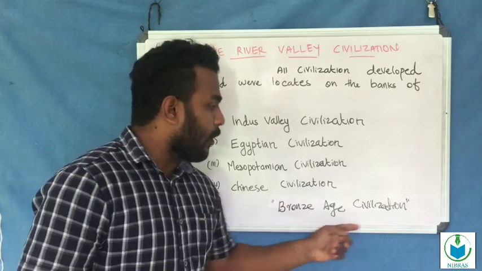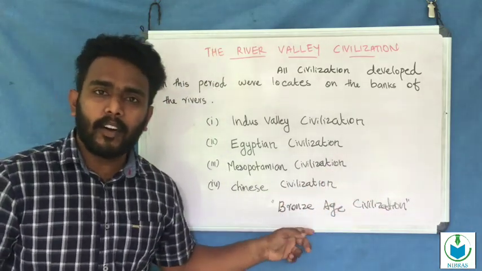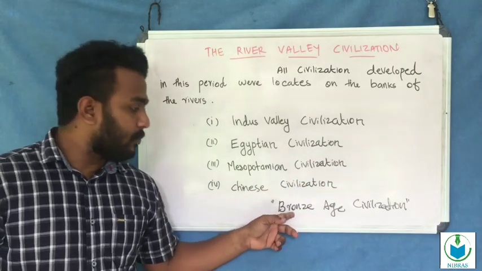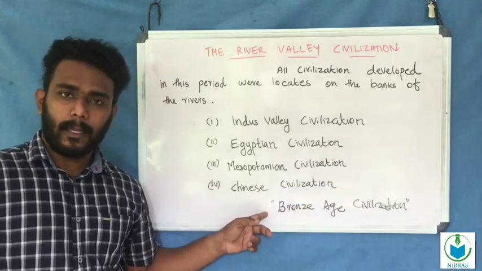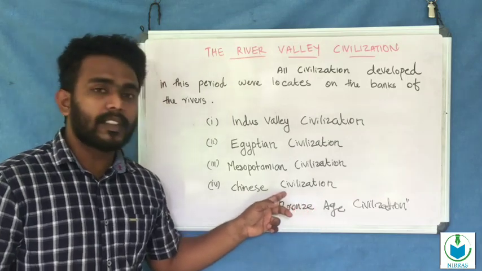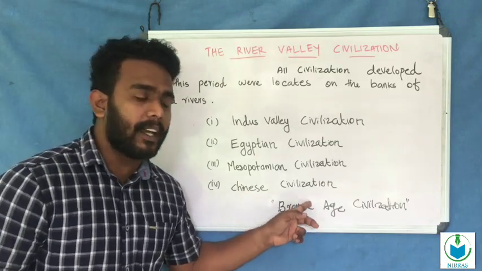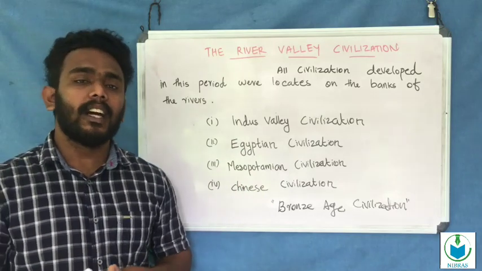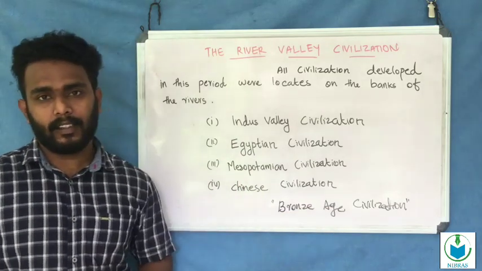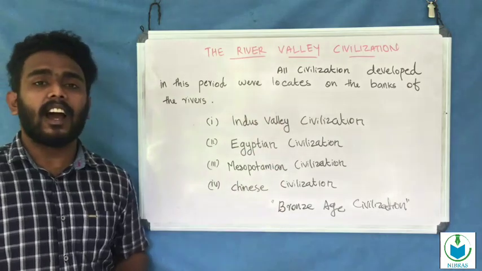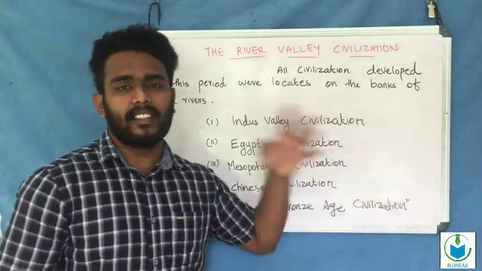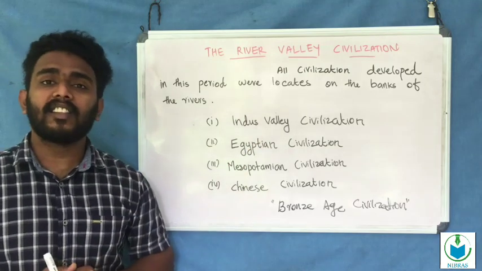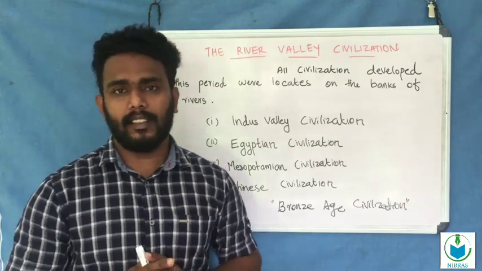So, in the Bronze Age, people began to use the metal bronze. The people began to make tools from bronze. So this period is called the Bronze Age. These four civilizations are Bronze Age civilizations.